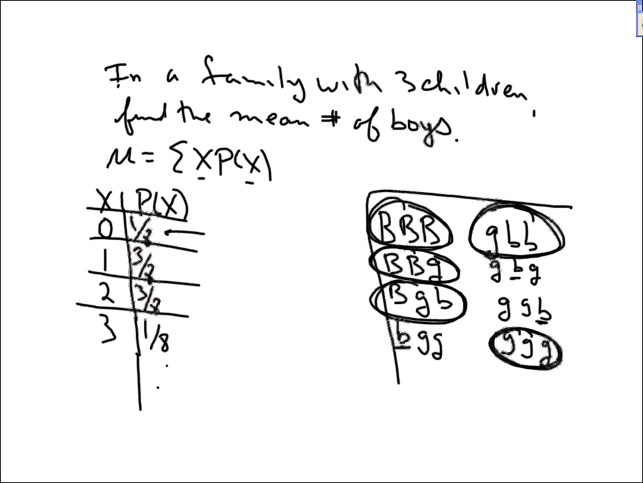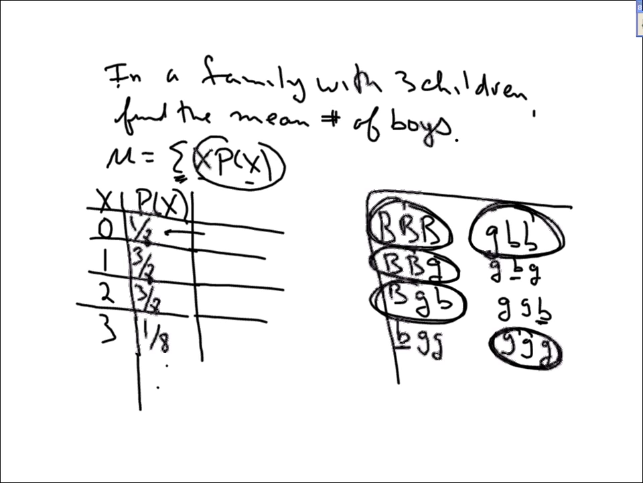So now that we have x and p of x, I can multiply x and p of x like it tells me to do, and then I'll add them up. That gives me good old mu, which is the average. 0 times 1/8 is 0/8. 1 times 3/8 is 3/8. 2 times 3/8 is 6/8. 3 times 1/8 is 3/8.